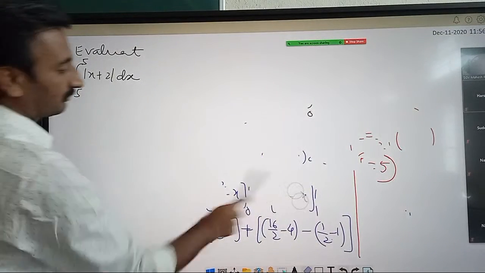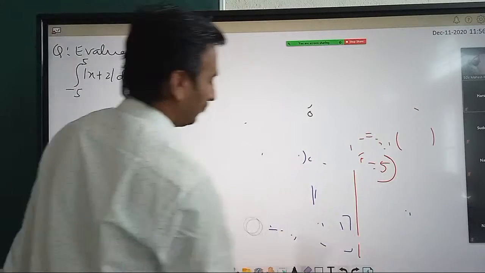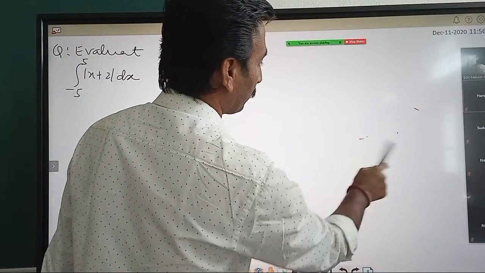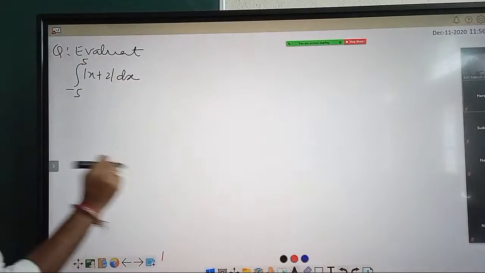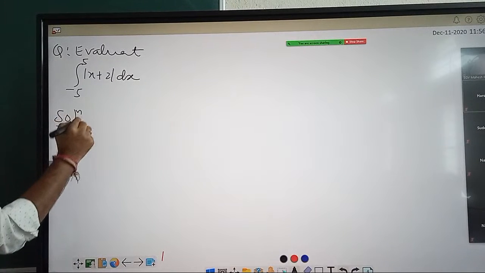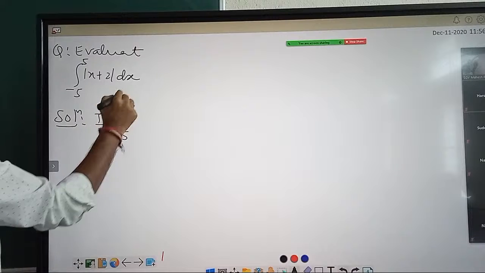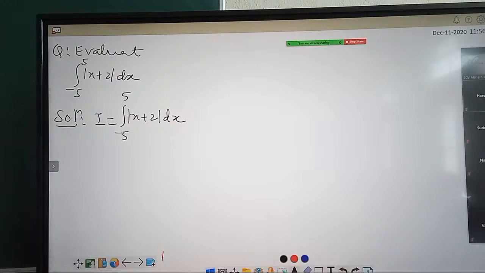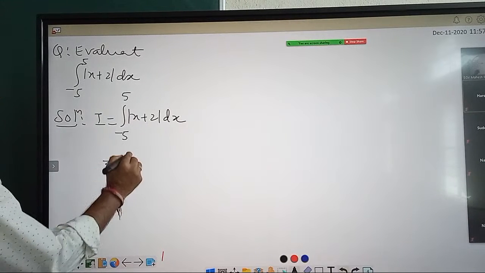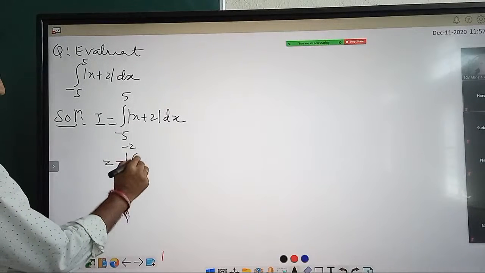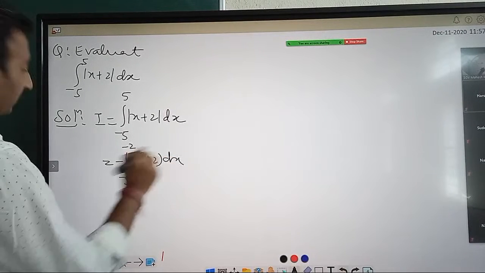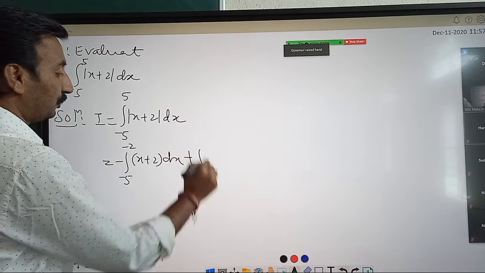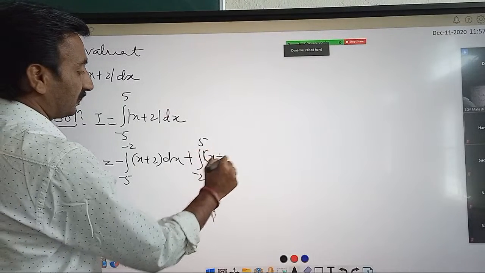Simple function, but the property is very big, a tremendous property. What is that? Taking the modulus definition, only then can we proceed. Solution: I equals the integration from minus 5 to 5 of modulus of x plus 2 dx. I hope you can understand this. Next, I need to split it as minus 5 to minus 2, where it is minus of x plus 2. After taking this interval, don't take the modulus again because you already split the modulus here. Now minus 2 to plus 5, again it is x plus 2 dx. Correct?